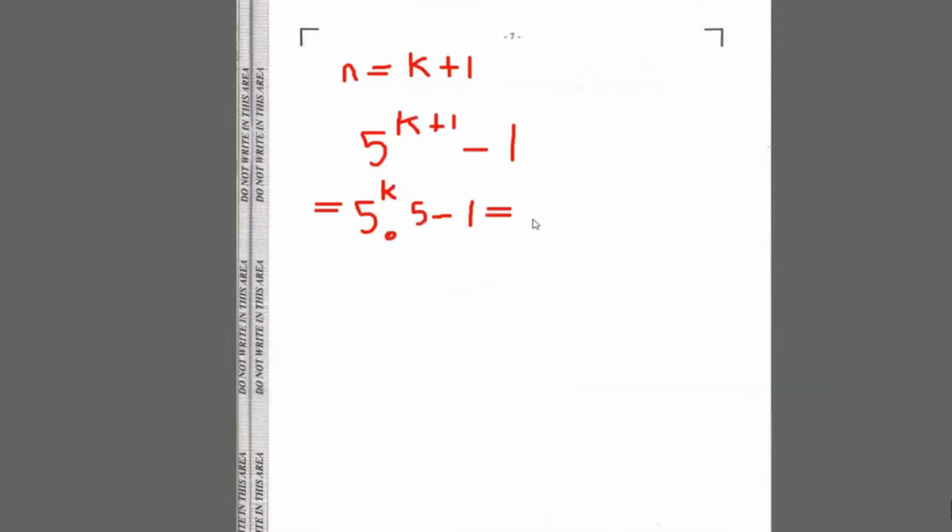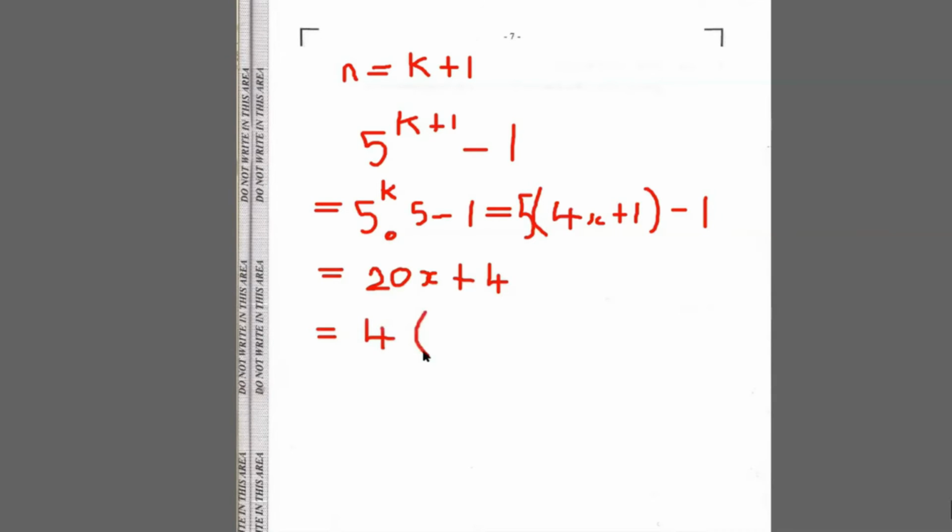So let's replace 5 to the k with 4x plus 1. And so we have 4x plus 1 being multiplied by 5. And then we subtract 1. And so all of this is going to simplify to 20x. And then 5 times 1 is 5 minus 1 is 4. So that's 20x plus 4. And then we can factor out 4. Factoring out 4, we get 5x plus 1. So it's 4 times 5x plus 1.